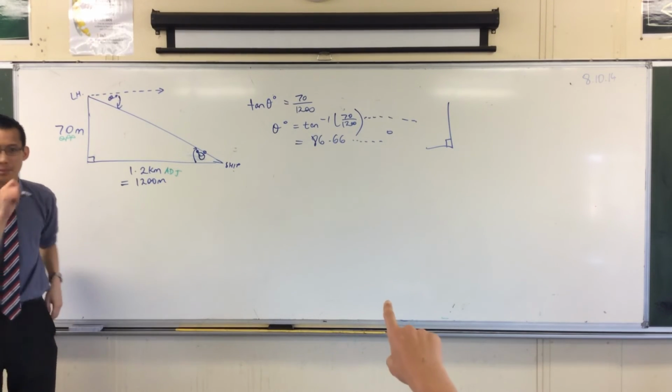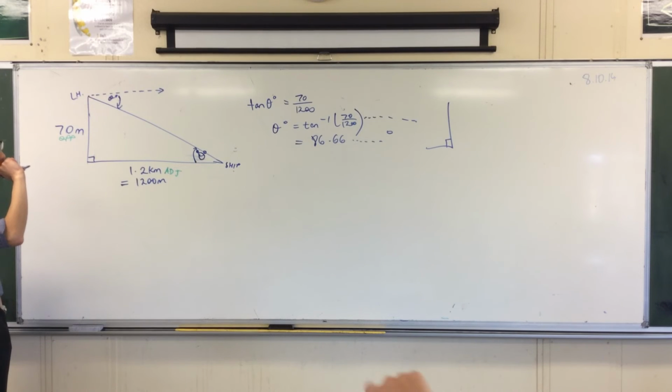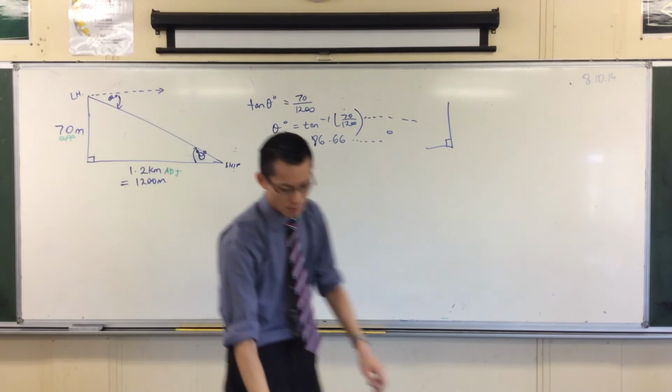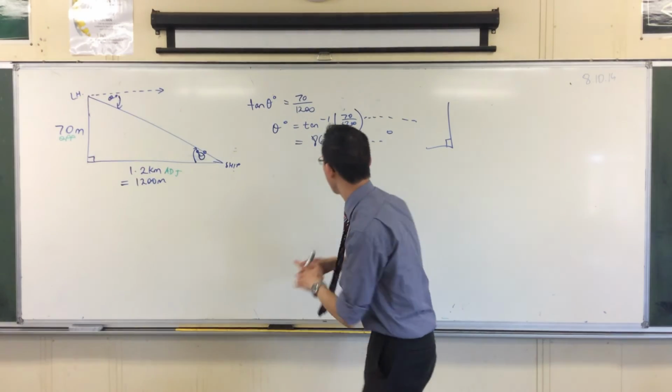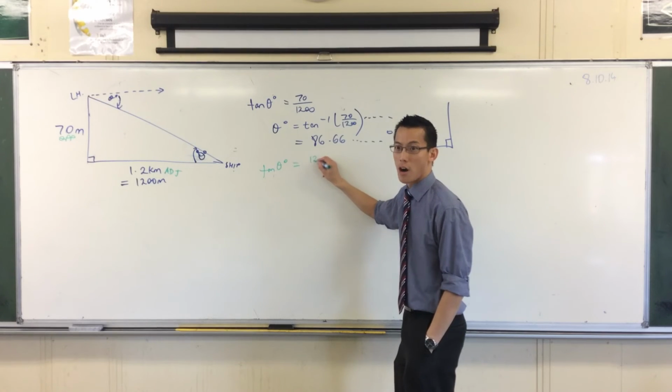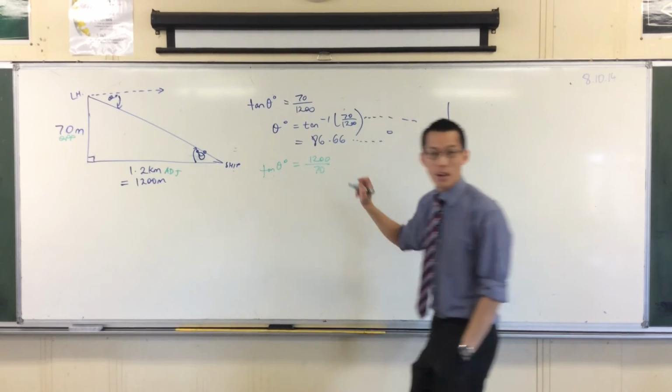Instead of doing the opposite and adjacent, he did it the other way around, so he swapped it. So you're saying we wrote down this? Oh yeah, I did. If we did this, tan theta equals 1200 over 70. Okay, good.